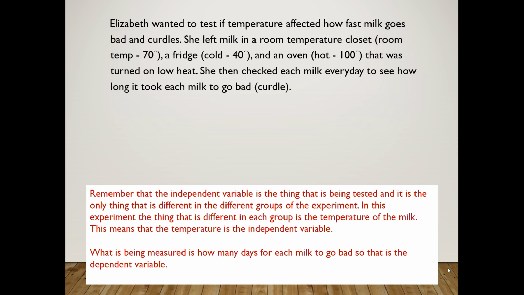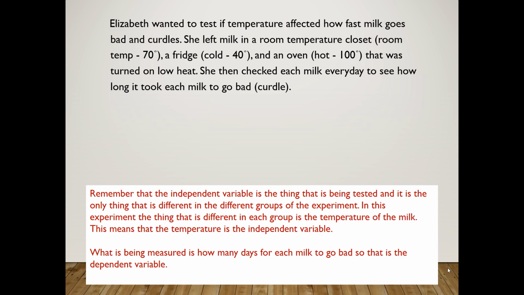Elizabeth wanted to test if temperature affected how fast milk goes bad and curdles. She left milk in a room temperature closet of 70 degrees, a fridge of 40 degrees, and an oven that was 100 degrees, turned on low heat. She then checked each milk every day to see how long it took each milk to go bad, or in other words, curdle.